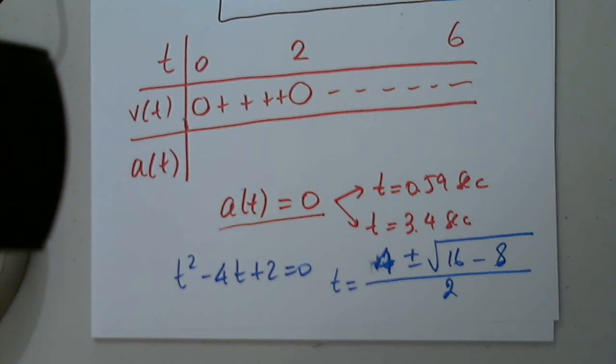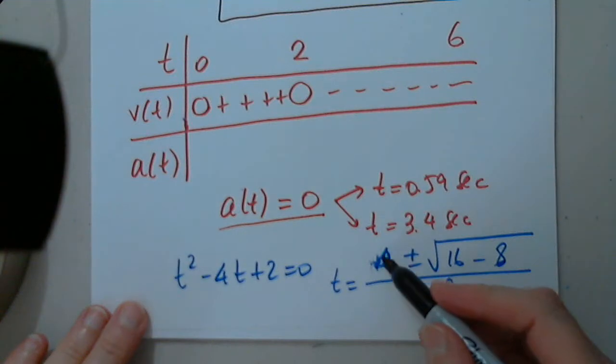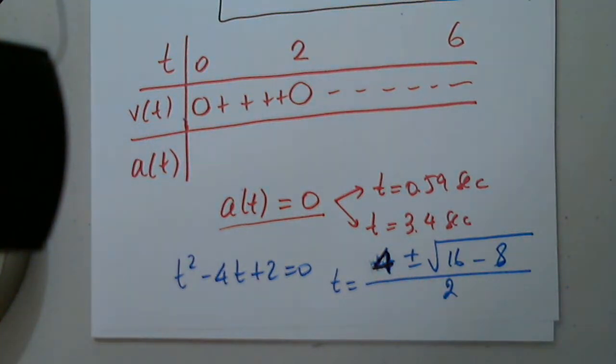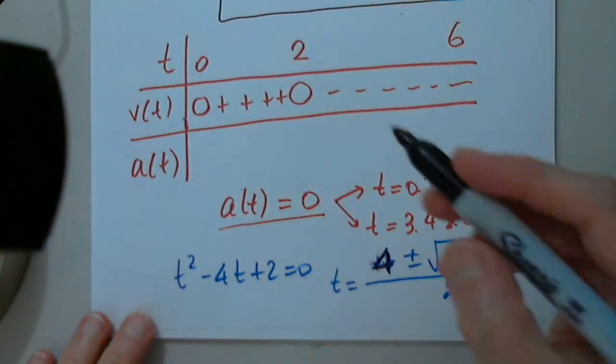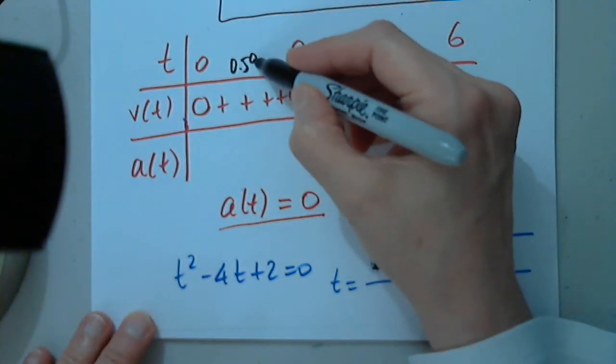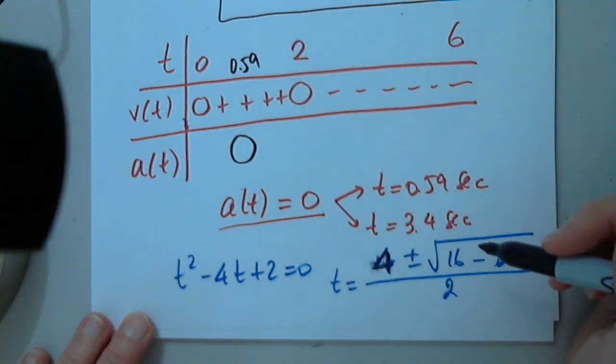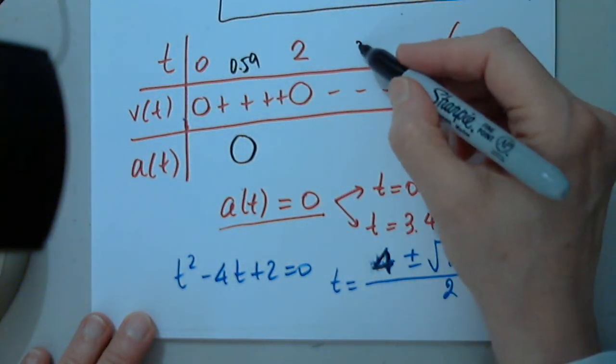Your calculator may not have that feature. It doesn't have to. But if your calculator has that feature, please use it, because I'm not really expecting you to write the quadratic formula anymore. I think that's done and over with. Okay, so 0.59 is somewhere here, and 3.4 is somewhere here.